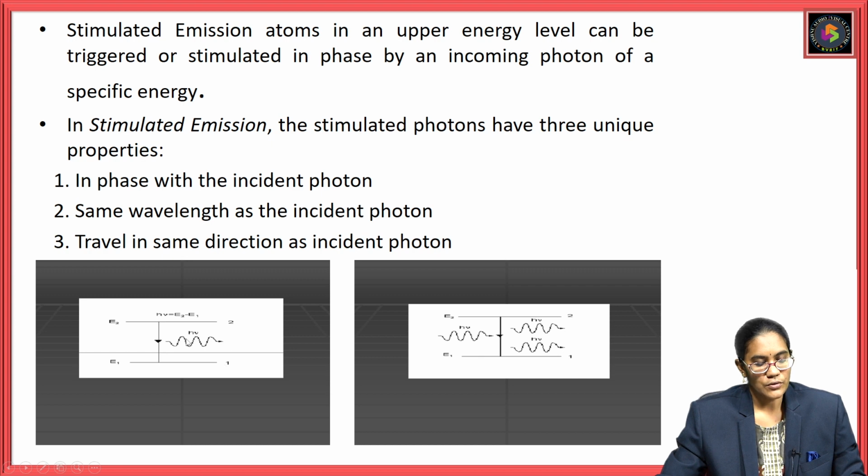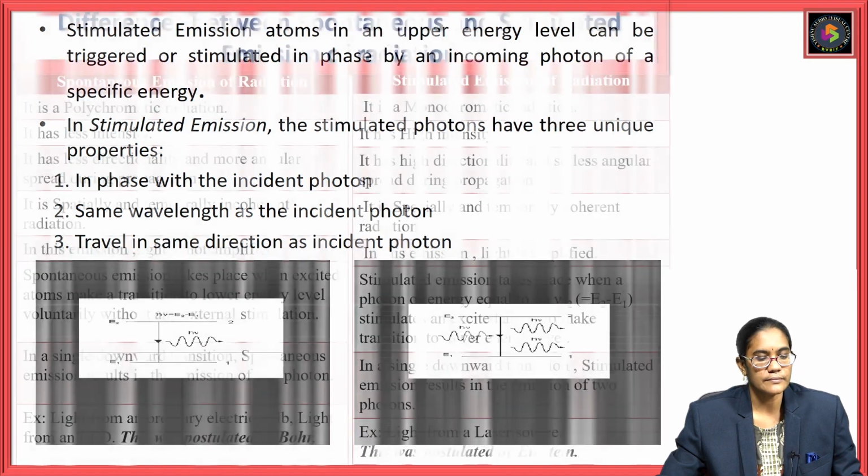So this image shows spontaneous emission. In the spontaneous emission process, a single photon is emitted. This image shows stimulated emission. Here in this process, two photons are emitted. So these are the basic processes involved in lasers for light amplification. Among these three processes, the stimulated emission process is directly involved in the amplification of light in lasers.